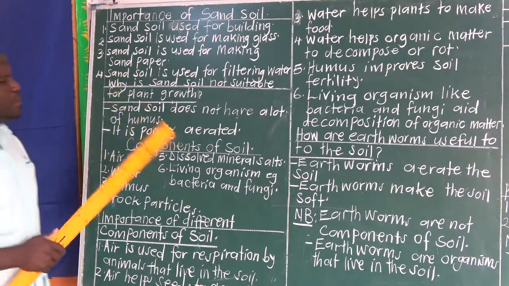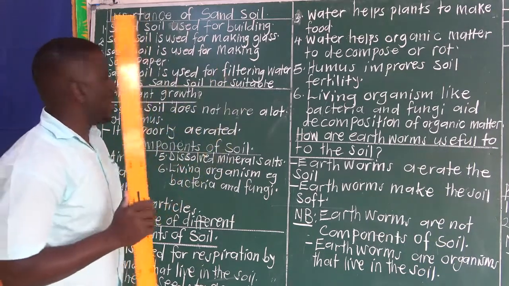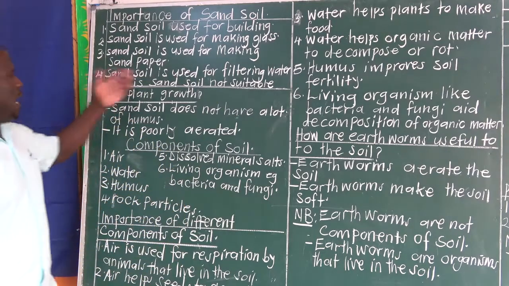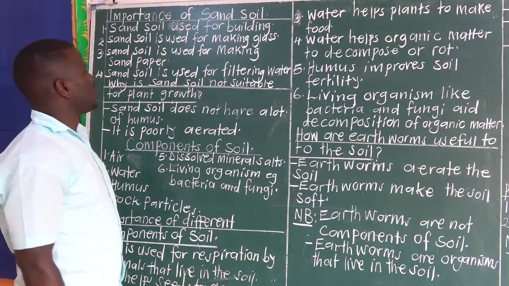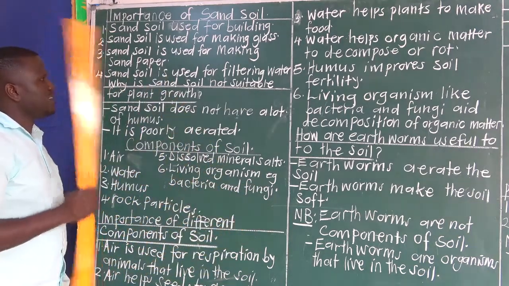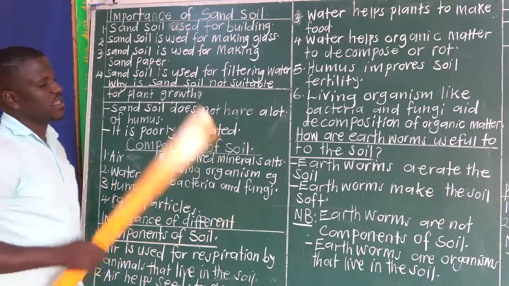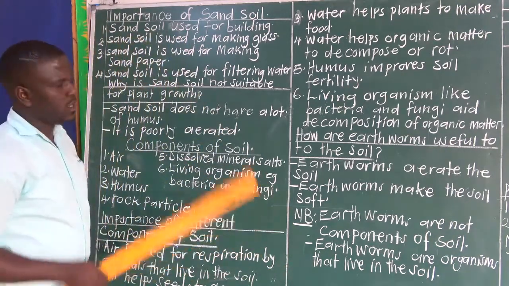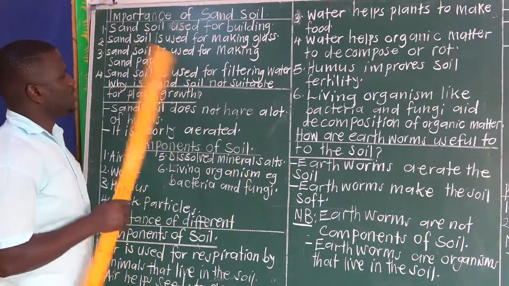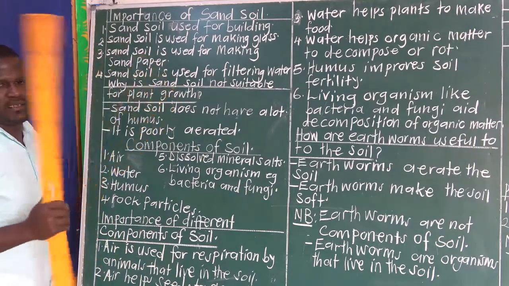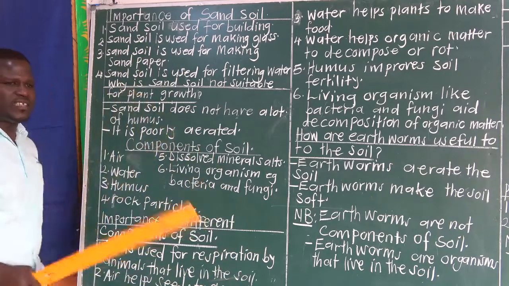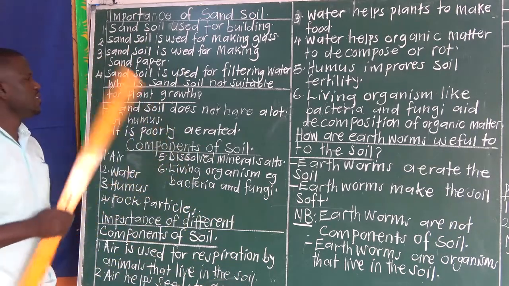Sandpaper is used by carpenters to make the wood of their furniture smooth. It is rough and it is made using sand soil. The reason why we use sand soil to make sandpaper is because sand soil has rough particles. Those rough particles are the ones which make the furniture smooth. Then sand soil is used for filtering water. We can filter dirty water at home using sand soil.